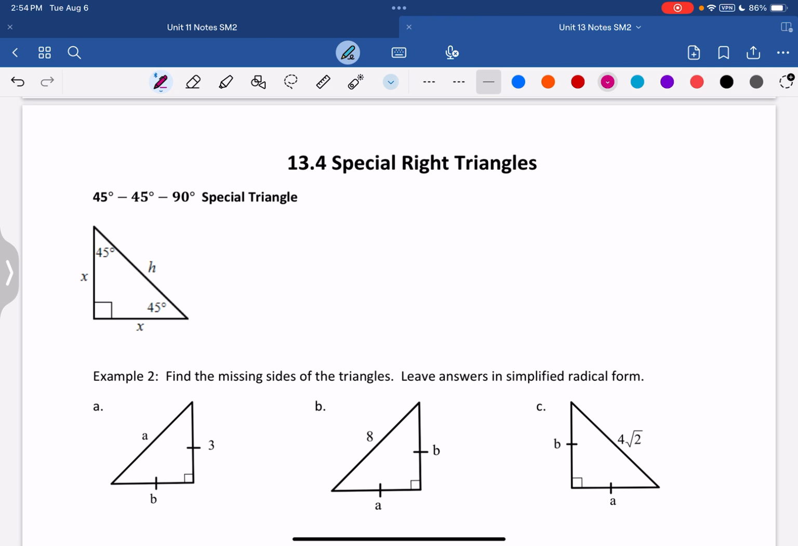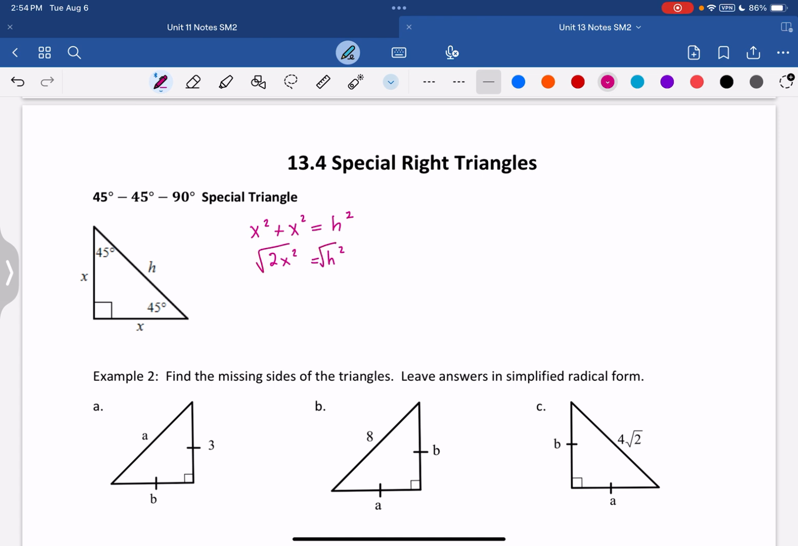So here we have a picture of a 45, 45, 90, and we have the sides we're calling x and the hypotenuse we're calling h. So if we were to set up the Pythagorean theorem, we would have x squared plus x squared equals h squared. Let's say we wanted to know what the hypotenuse equals. So let's solve for it. So that gives us 2x squared equals h squared.